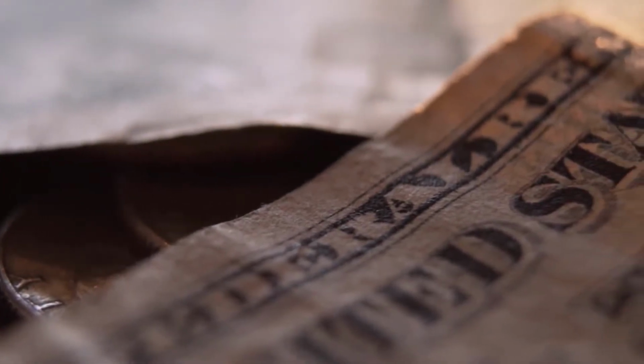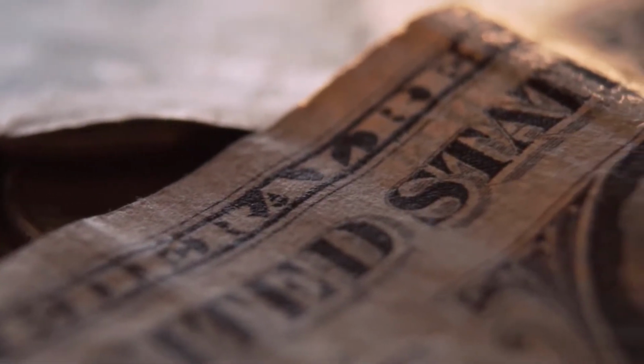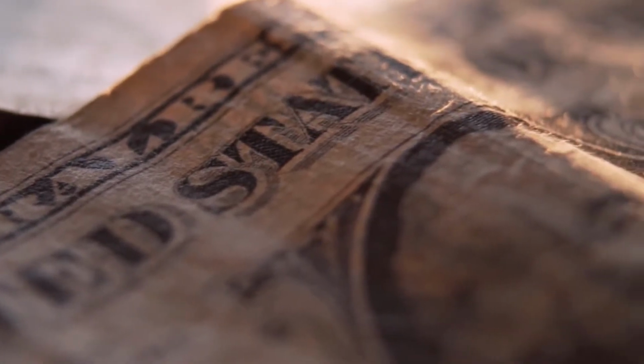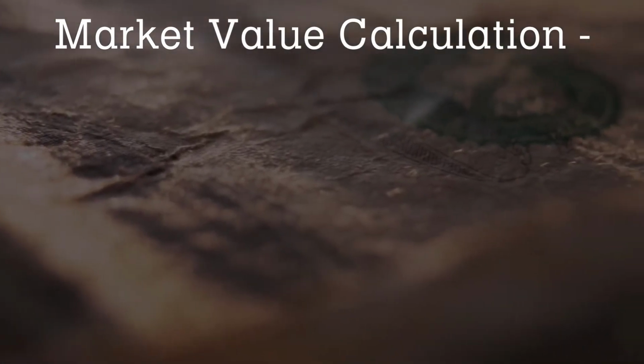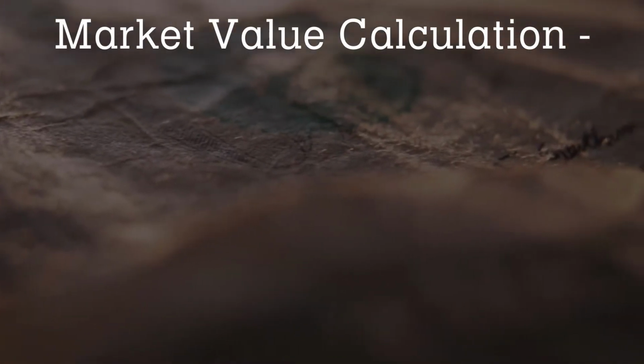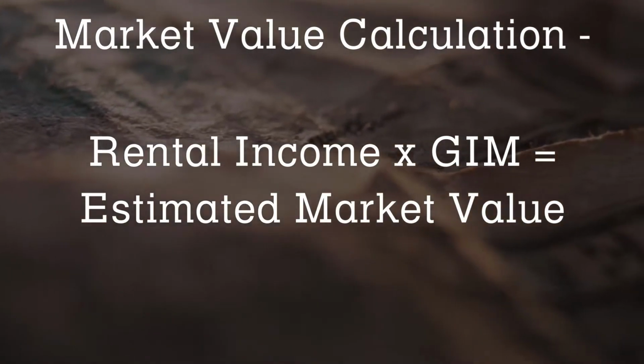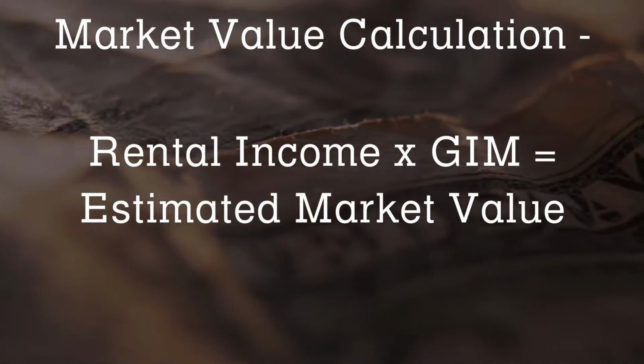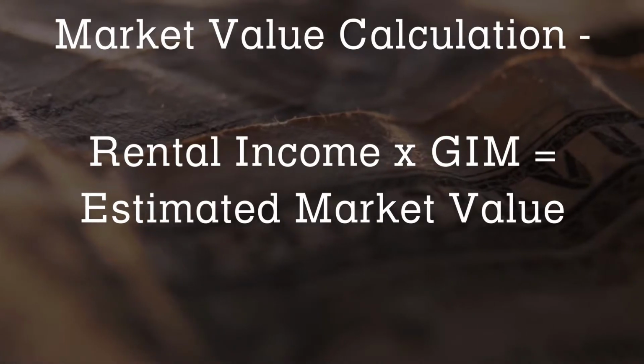Recent sales and rental data from at least 3 similar properties can be used to establish an accurate GIM. The GIM can then be applied to estimate fair market rental values of the subject property to determine its market value, which can be calculated as follows. The rental income times GIM, and that equals the estimated market value.